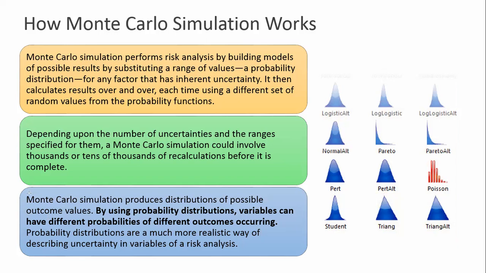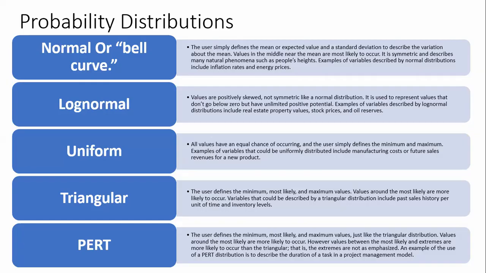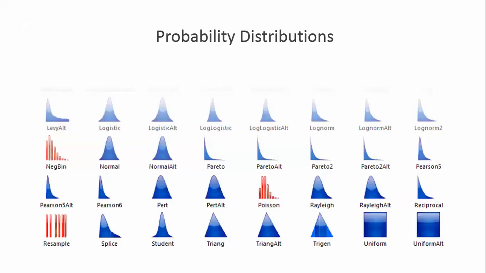So by using probability distributions, variables can have different possibilities of different outcomes occurring. Probability distributions are a much more realistic way of describing uncertainty in variables of a risk analysis. We have a number of these distributions. I don't want to go into all of them, but we have the normal or bell curve, log normal, uniform, triangular, PERT, and they have extensive definitions behind them, which I don't care to go into.